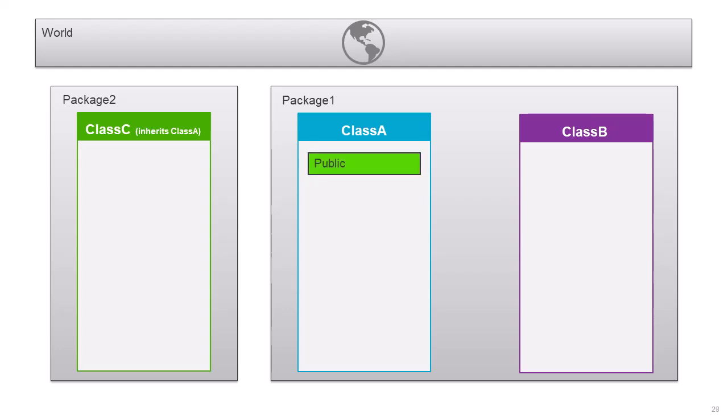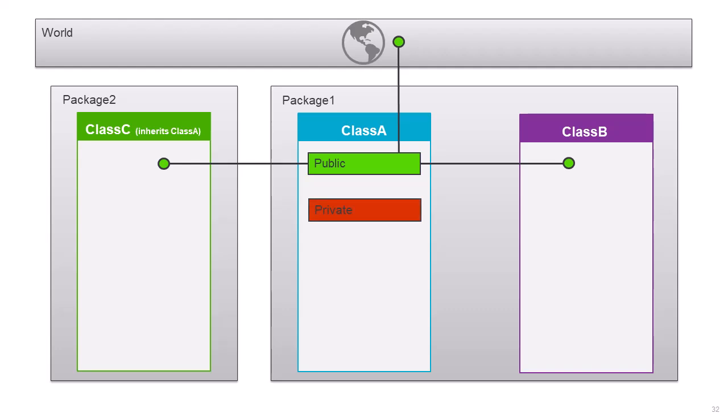Public members have no restrictions and can be accessed by anyone, including classes that inherit the class, classes in the same package, or any class. Private members can only be accessed from within the class itself. Protected members can be accessed from within the class and from within any subclass that inherits the class.